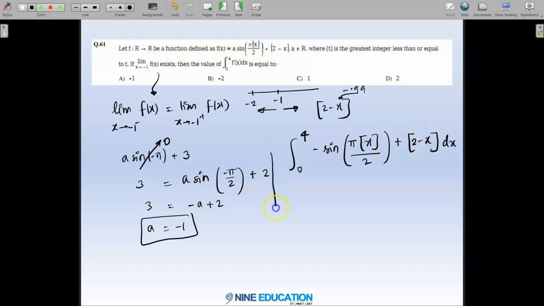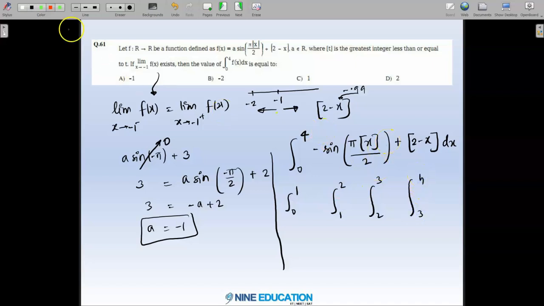Now this entire thing can be split into 0 to 1, then 1 to 2, then 2 to 3 and 3 to 4 because of the presence of this greatest integer x. Now let's try to understand the values of this entire function in each of the limits. Suppose in 0 to 1 you take any value, 0.5. The greatest integer of 0.5 is 0, sine 0 is 0. Then 2 minus 0.5 is 1.5, whose greatest integer is 1.